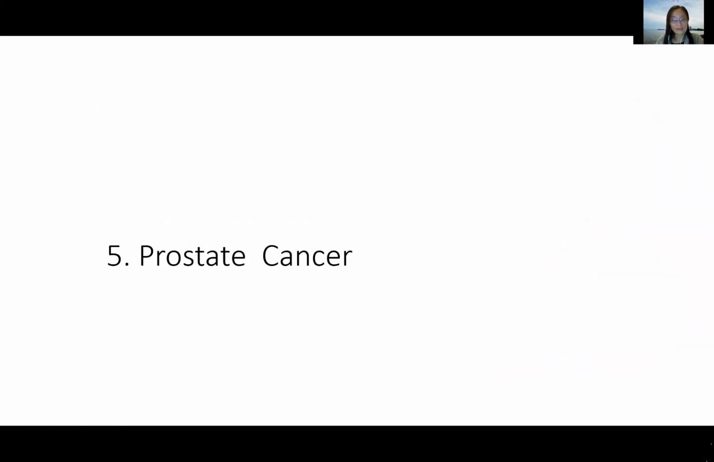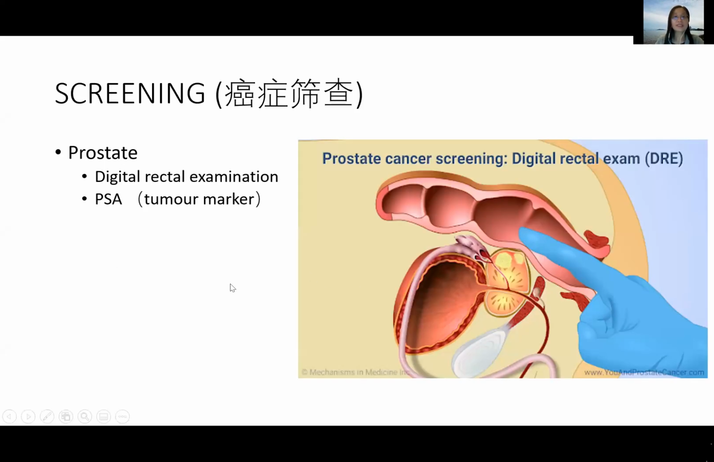So last but not least, prostate cancer. It's very common in the elderly, especially. Many patients will present with lower urinary tract symptoms like frequency, nocturia, hesitancy, and the urine stream getting less and less. So it's like prostatism kind of symptoms. The doctor can just do a digital rectal examination to feel whether this area is swollen or irregular, and whether it is painful or not.